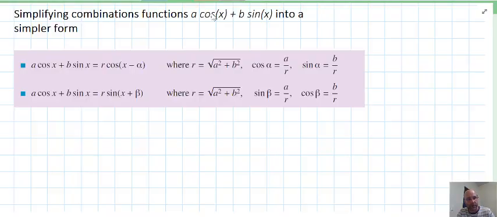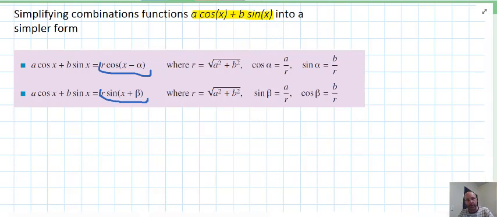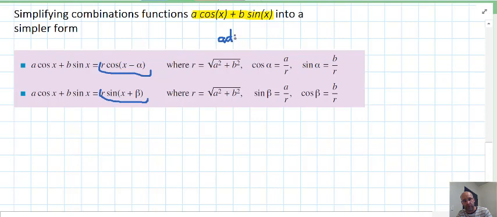In our trig journey, we're going to look now at simplifying combinations of a cos x plus b sine x into simpler forms. So we start with something like this, and we usually end up with something with only sine or only cosine in it. We don't have both cos and sine in it. That has various advantages when we want to sketch it or solve real life problems. So there are advantages to going through with this.